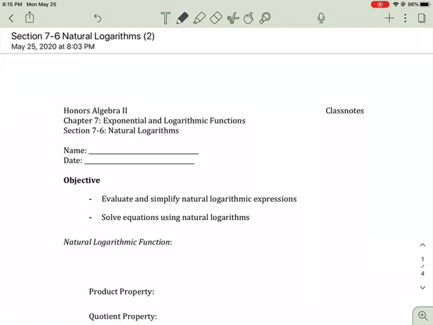Hi everyone. Today we're going to work on what is called the natural logarithm. So we're going to be evaluating and simplifying natural logarithm expressions as well as solving equations involving the natural logarithm. So let's talk about what a natural logarithm is.